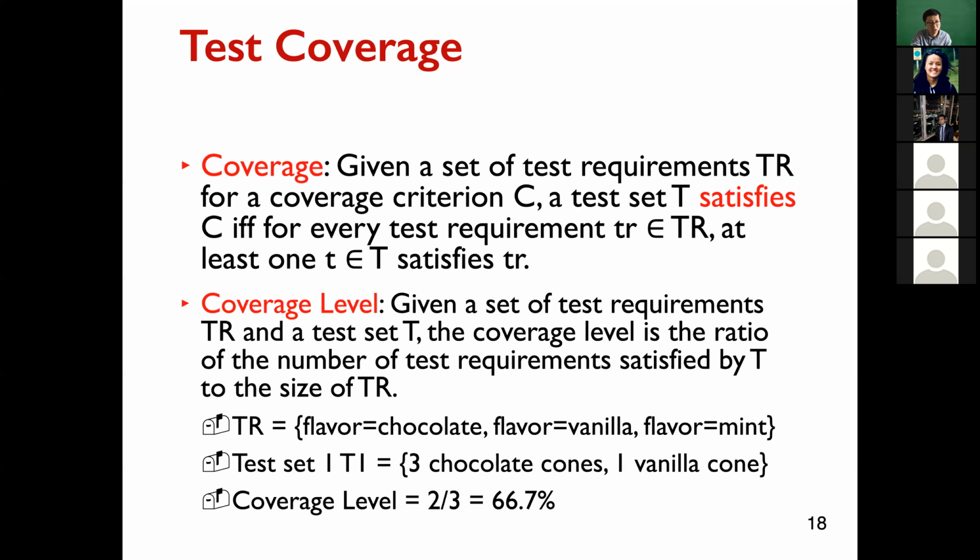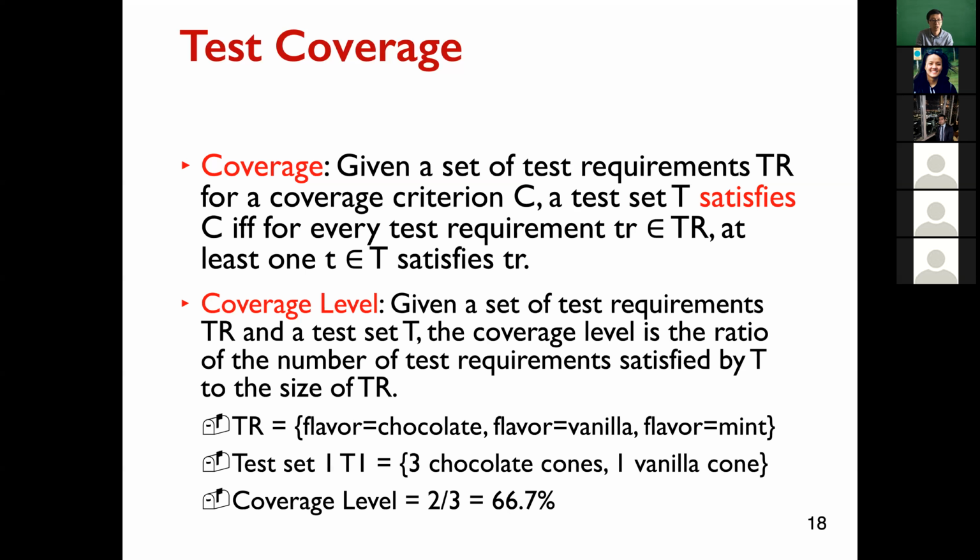If our test requirements TR is that we need to test different flavors, including chocolate, vanilla, and mint, we need to test all three flavors. This is a test requirement, right? In our test set 1, we have two tests. We test 3 chocolate cones and 1 vanilla cone. Basically, we test two of the three flavors, right? Then our coverage is just 2 divided by 3, which is 66.7%. It's a coverage level.